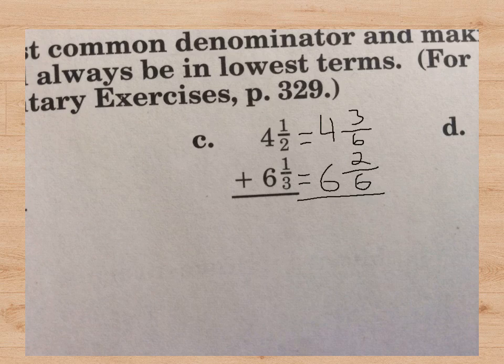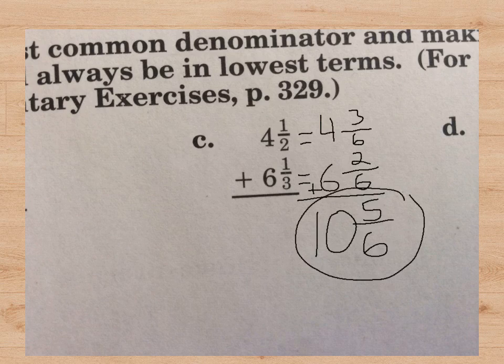Now we can add. Our denominator will be 6, and we add our 3 plus 2. 3 plus 2 is 5. Let's add our whole numbers, 4 plus 6, and that's 10. It can't be reduced, so we are finished with 10 and 5/6.